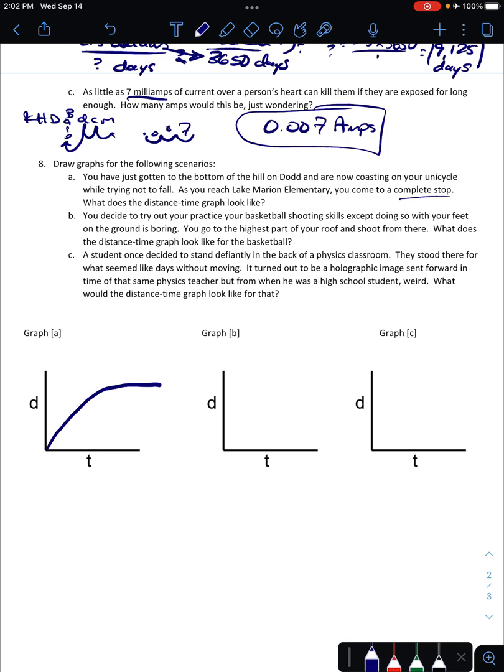So that's going the positive direction, slowing down, and eventually, because it goes horizontal, it stops. You decide to try your basketball shooting skills, except doing so with your feet on the ground is boring. You get to the highest part of your roof and you shoot from there. What does the distance versus time graph look like for the basketball?